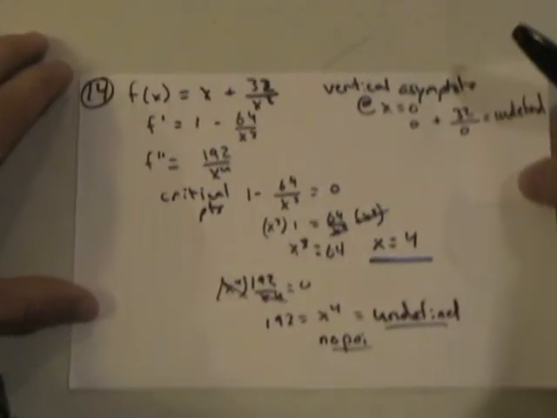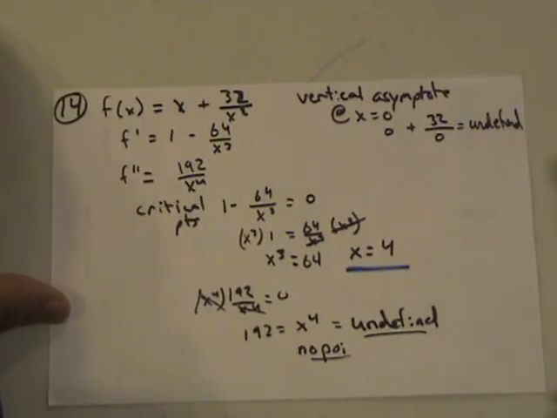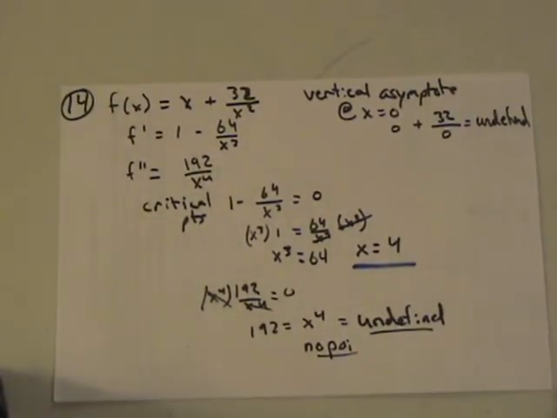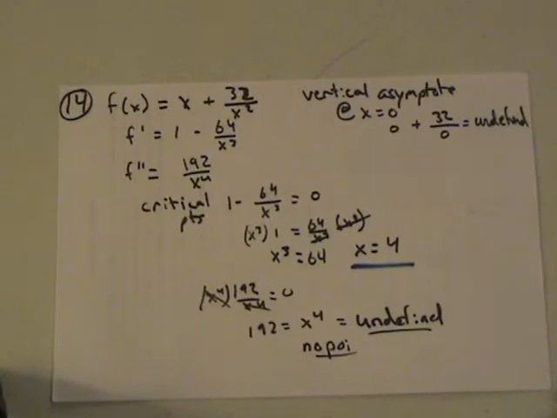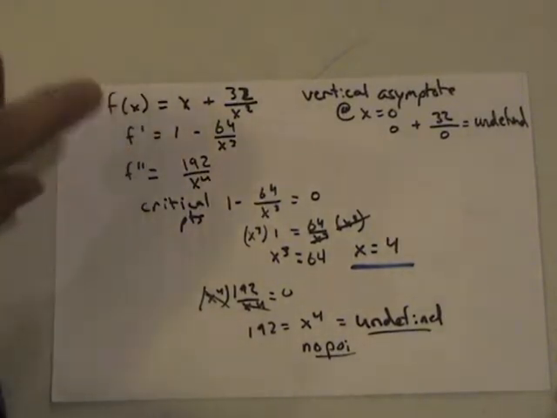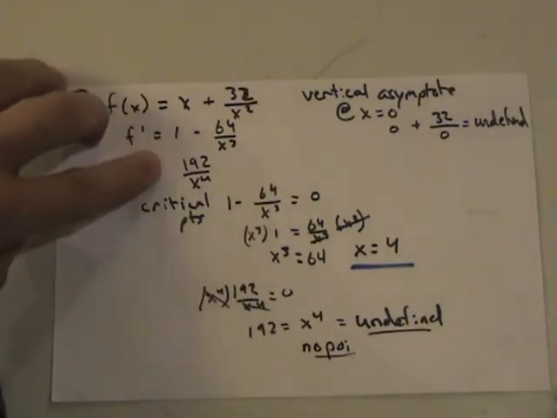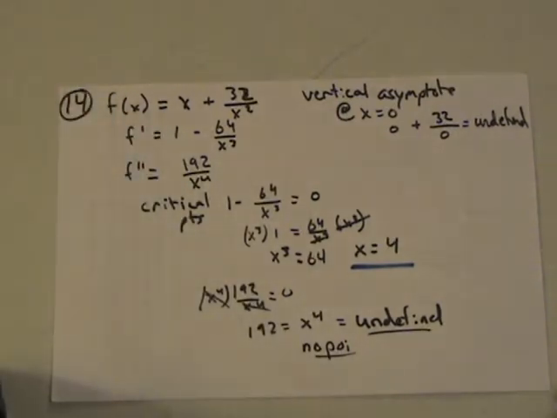So our first one is number 14, and I believe this is section 6. For number 14, we get the function x plus 32 over x squared. We find both the first derivative and second derivative, and there they are. Then we find the critical points, and we get x equals 4. At x equals 4, there's a minimum or a maximum, but we're not really sure yet. We're going to wait until we put it in a chart.